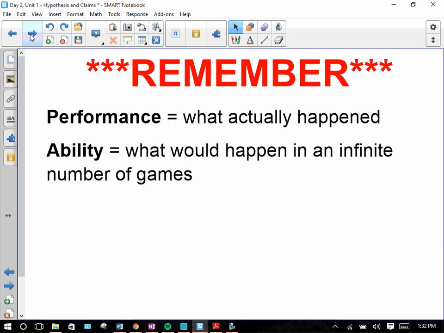Well, here's what you guys remember. This part is kind of important. Performance is what actually happened, and ability is what would happen in an infinite number of games. Performance is what actually happened, while ability is saying what would happen in an infinite number of games. All right?